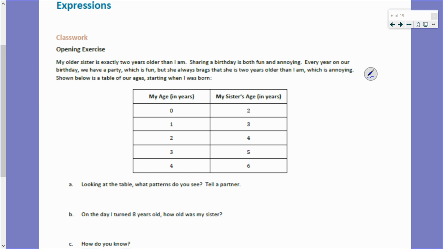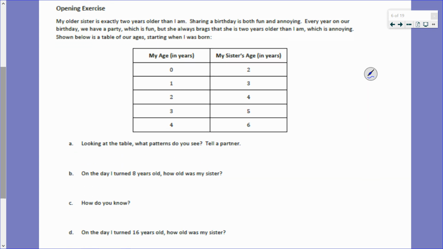Today, what we're going to do is evaluate these expressions that we've been developing. We're going to go back to a lot of what we did in the first quarter on these tables. One big difference, these are not ratio tables. These are just tables. So the reason I say that, we're not always going to see a multiplicative relationship all the way across. Our first scenario, we're talking about me and my sister. Sister's always 2 years older.